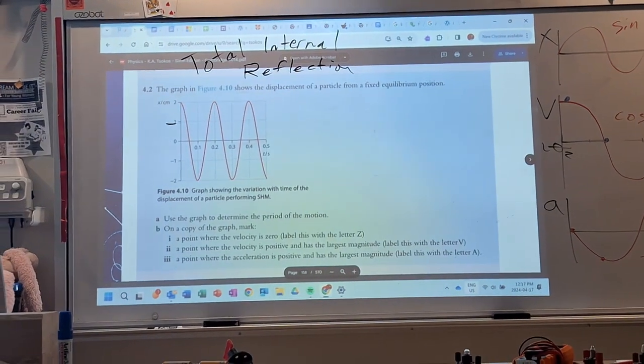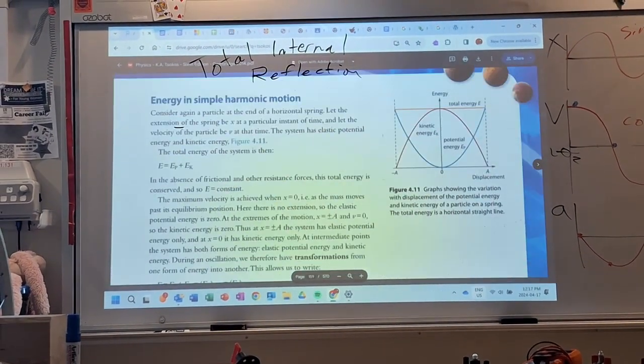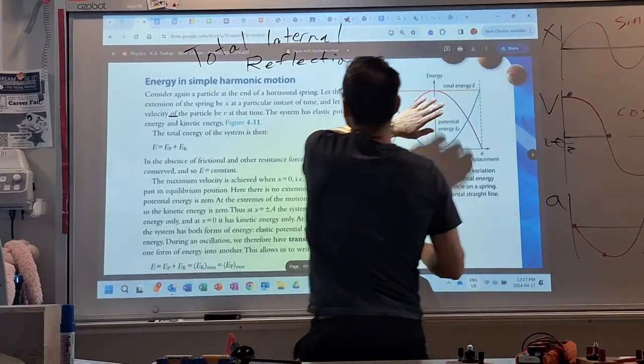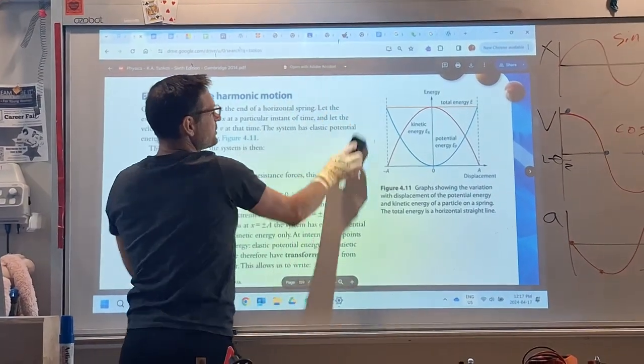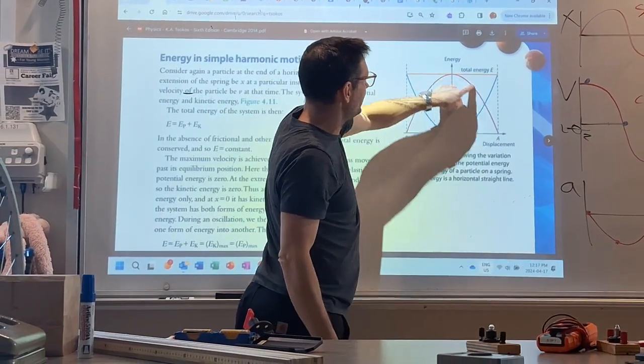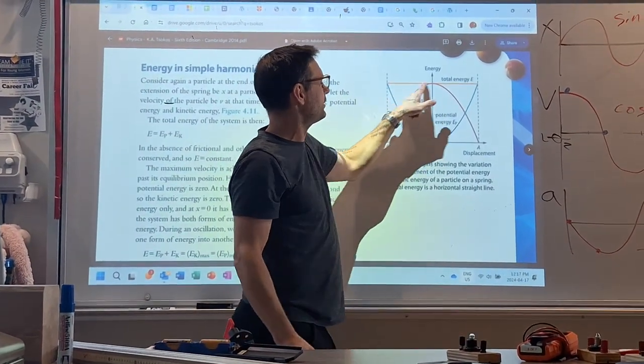You guys know all this stuff, how to deal with these graphs? We'll live. Okay, you've got energy. So turn to the person beside you and describe this. The red line is kinetic, the blue line is potential, and the yellow line is total. Go.